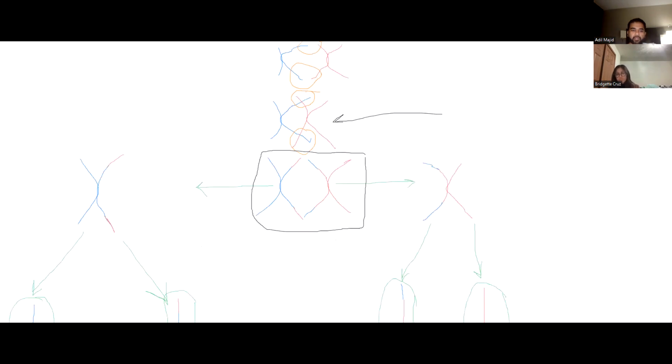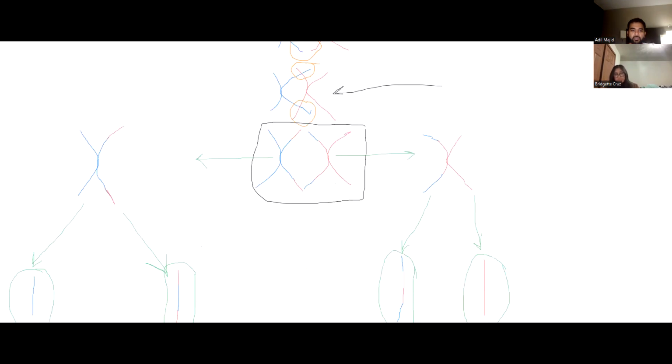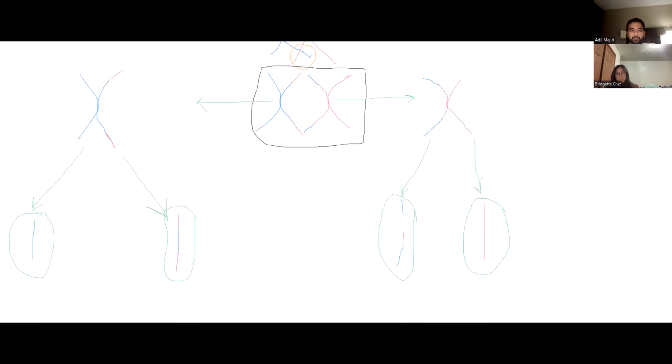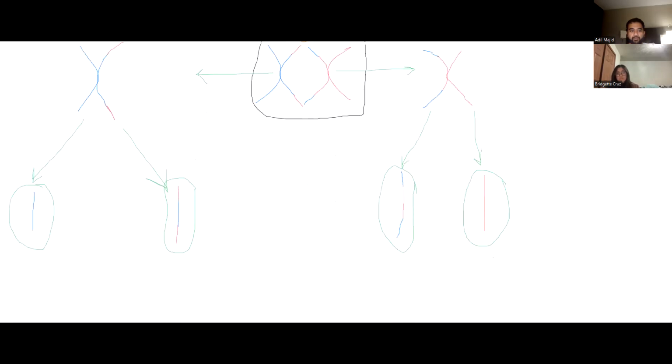So now the homologous pairs still separate like they did in meiosis 1. Then meiosis 2 still happens, and the sister chromatids now separate. But what you see now is that all four haploid cells are unique. Oh, I see, because some of them have that interchangeable part, right? Exactly. One cell is all blue, one cell is all red. There's no second cell that's all red, right?